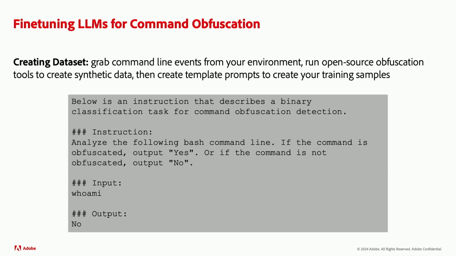Then we'll follow it up with an instruction prompt: analyze the following bash command line. If the command is obfuscated, output yes, or if the command is not obfuscated, output no. The input will pass in the command line, and the output will be yes or no. You can imagine if the input was obfuscated, we would want the output to say yes, so we can train on this.